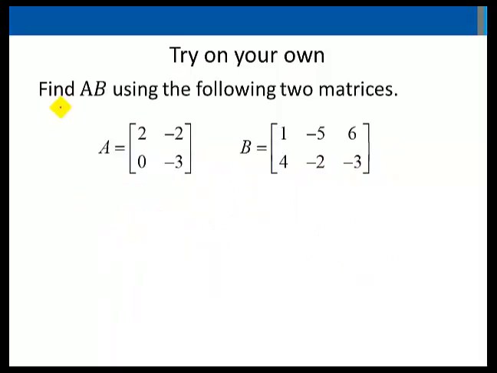Try on your own. Find matrix AB using the following two matrices. A equals the 2 by 2 matrix with 2, -2 in the first row, 0, -3 in the second row. B equals the 2 by 3 matrix with 1, -5, 6 in the first row, 4, -2, -3 in the second row.